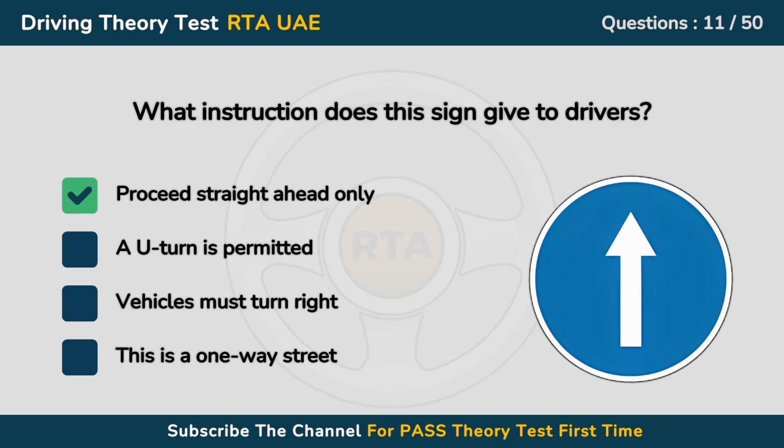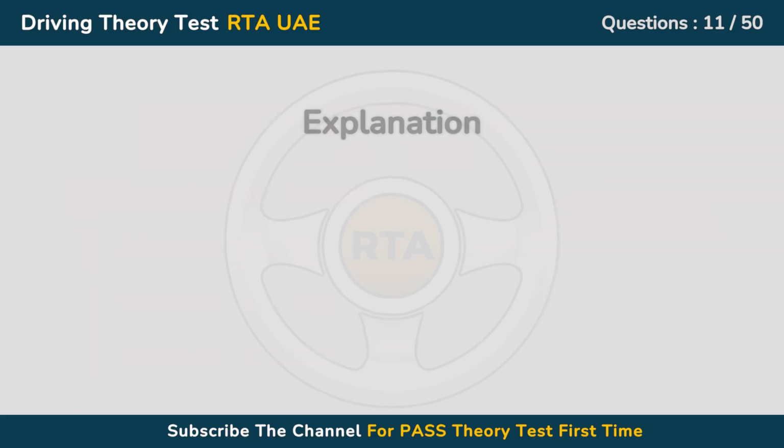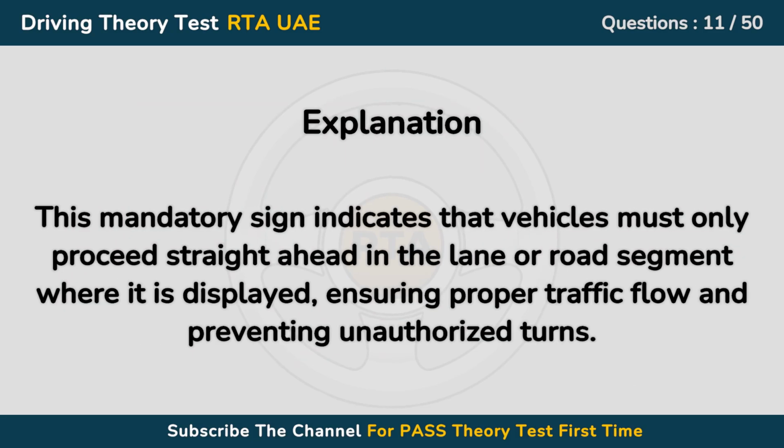Answer is A. Proceed straight ahead only. This mandatory sign indicates that vehicles must only proceed straight ahead in the lane or road segment where it is displayed, ensuring proper traffic flow and preventing unauthorized turns.